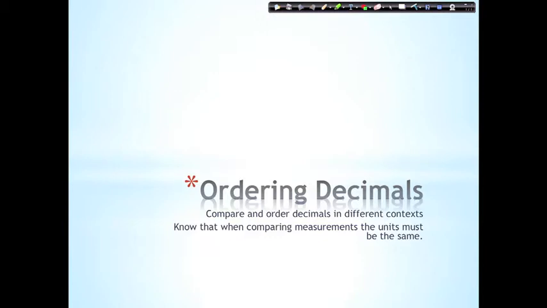In this session we're going to continue working with decimals. We're going to be looking at ordering decimals, so by the end of the lesson we should know how to compare and order decimals in different contexts, and also know that when comparing measurements the units must be the same. Okay, so we're going to go through some examples of these.